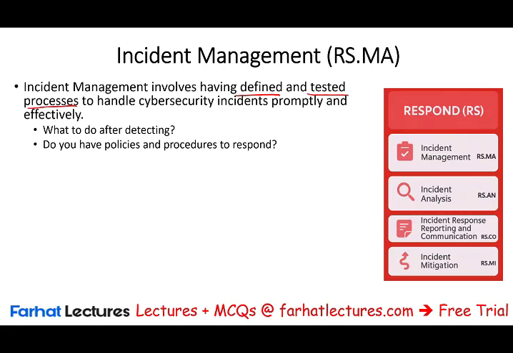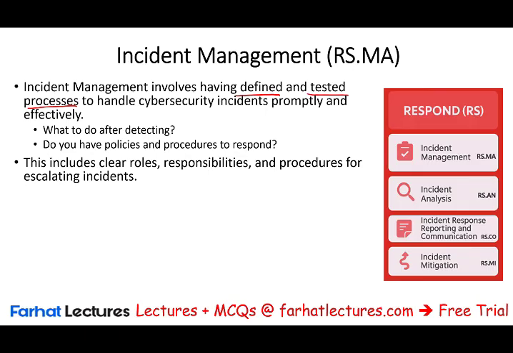And incident management is going to spell out what procedures we need to undertake once we detect an attack. And this includes clear roles. Who's responsible for what? If we have a phishing attack, who's responsible for that?